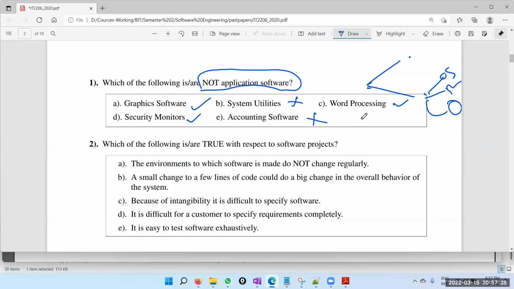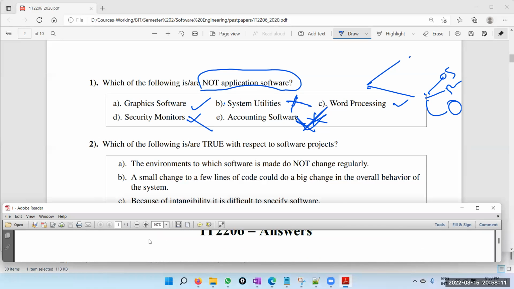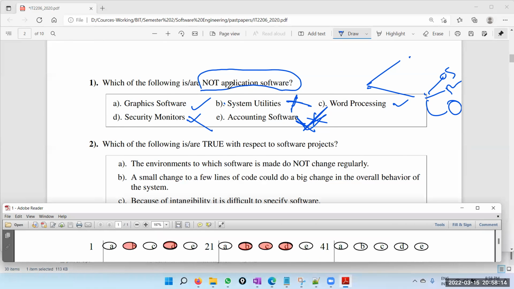Accounting software, application. These can be debatable; in exams, people can think in different ways. We have to live with that. So I will take not application software. I marked application software, right? Graphic software, word processing software, accounting software. So the ones that are not application software are these two, B and D. B and D. Let's see the answers. Yes, B and D, correct. Okay, that is an easy question.